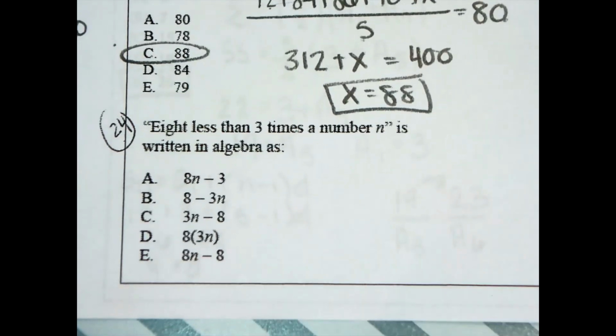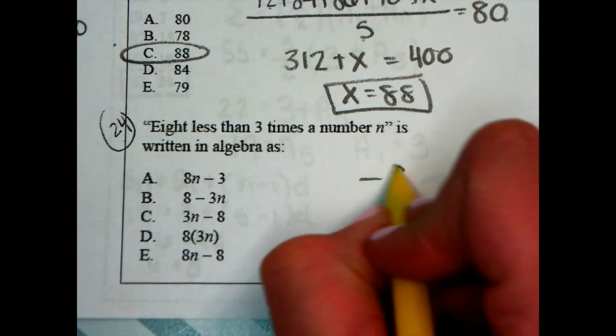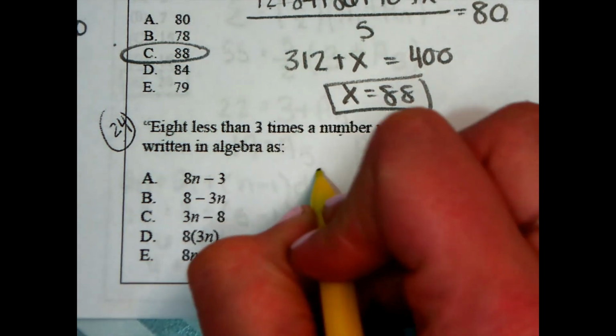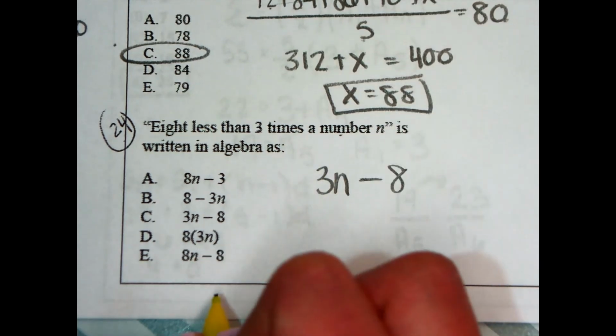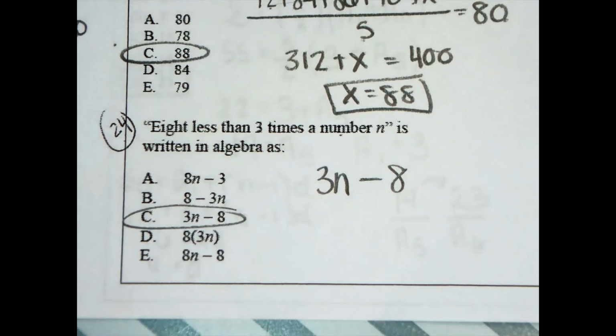Final question here: 8 less than 3 times a number is which algebra equation? So 8 less than 3 times a number. 8 less means I'm subtracting 8. 3 times a number would be 3n. So the correct answer is option C.